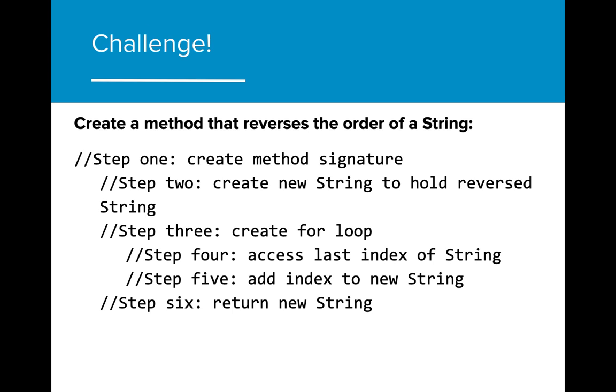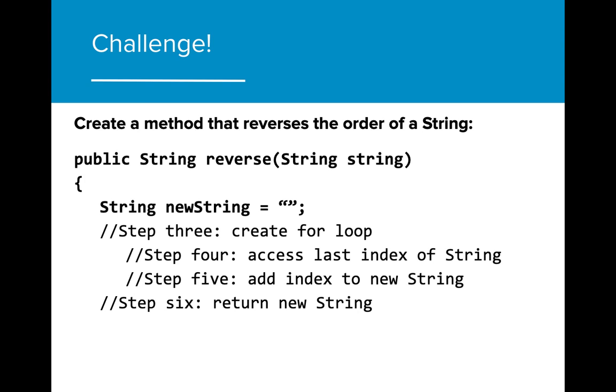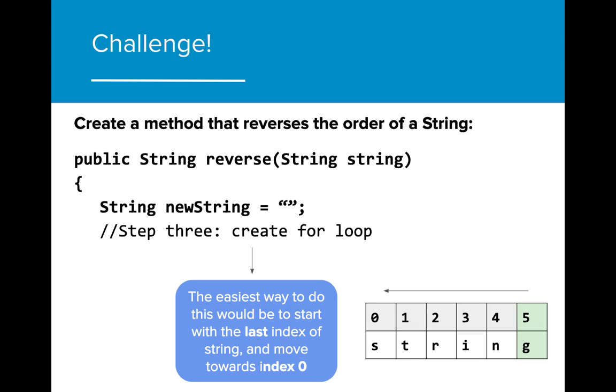Let's build this out. First, we create a method signature. The formal parameter for our method should be the string that we would like to reverse. Next, we create the string newString that will be used to create the reversed string. Remember that strings are immutable, so we can only manipulate them by creating new ones or reassigning them to new values. Next, we need to create a for loop.